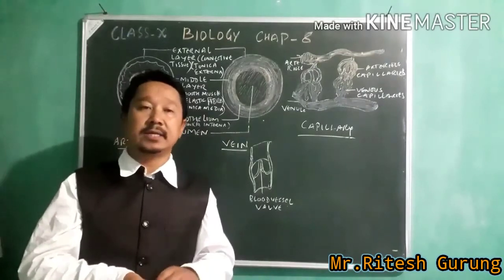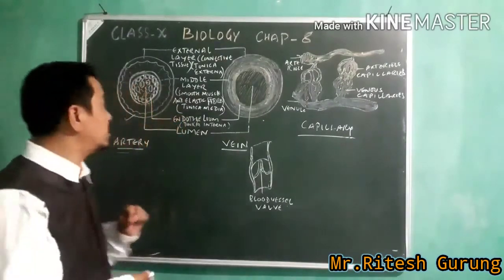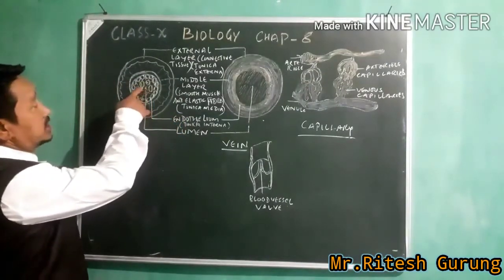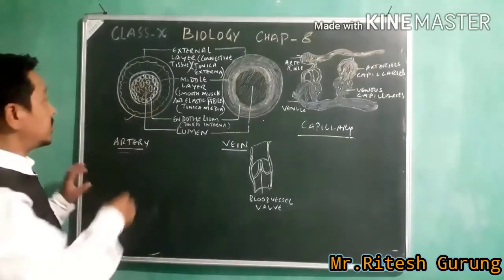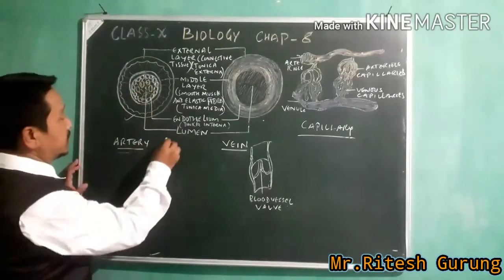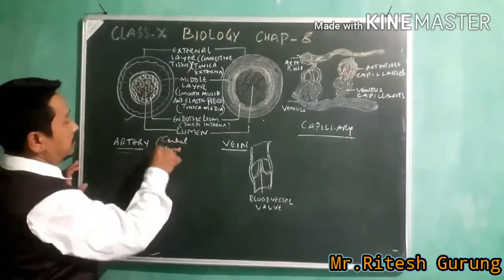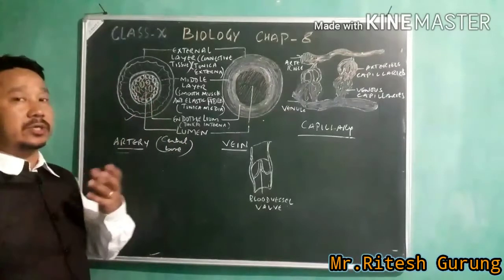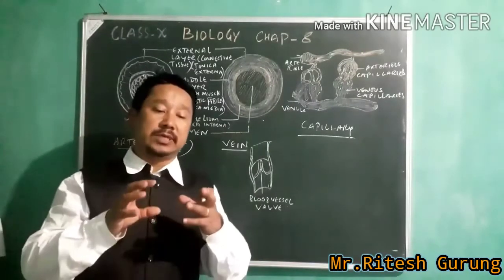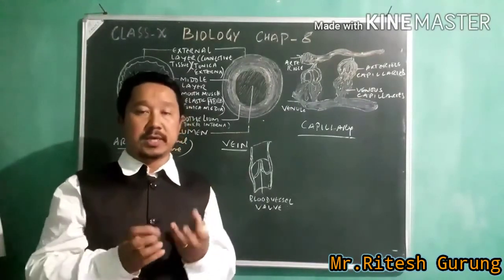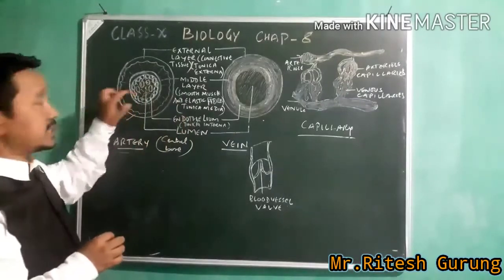And it has a narrow lumen. This is the central bore. That is called lumen. Lumen means the central bore, the centrally located opening, and it is narrow in this case.